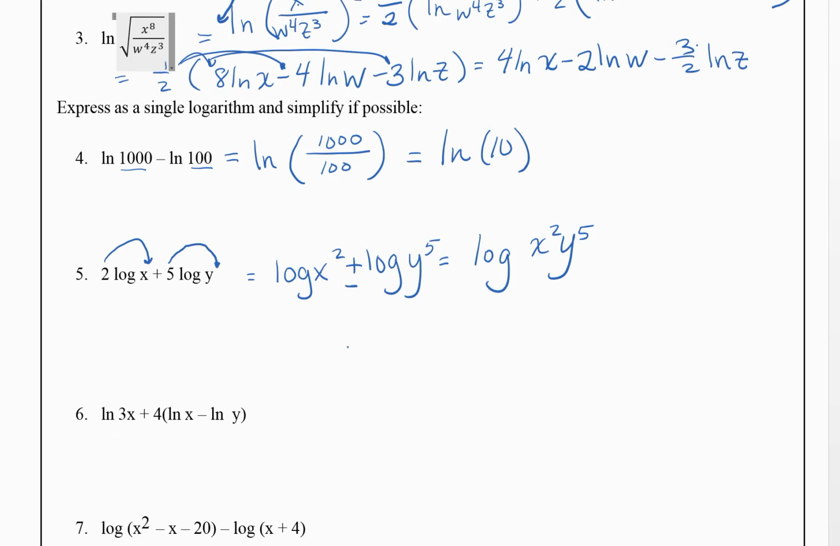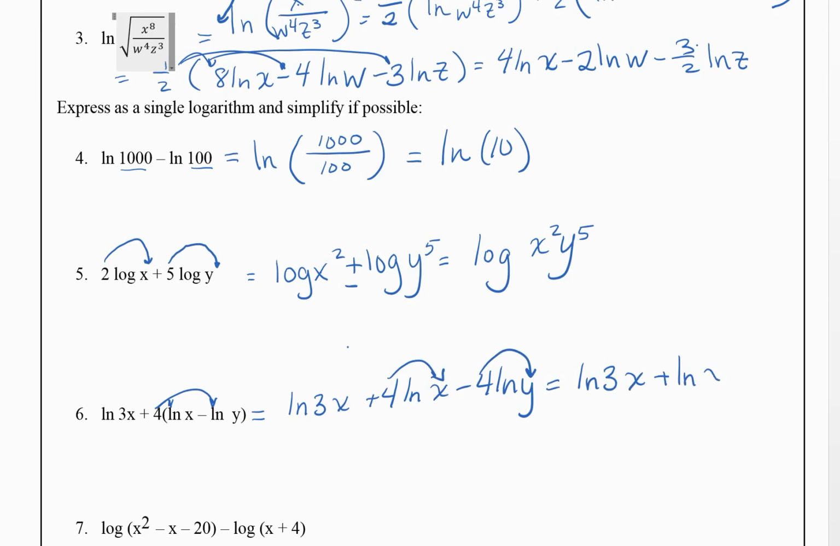Okay, here we have natural log of 3x plus 4 times natural log of x minus natural log of y. Well, the first thing I'm going to do is distribute this 4 just to help us write this out. So we have natural log of 3x plus 4 natural log of x minus 4 natural log of y. And like we've seen before with the power rule, we can make these powers on our argument. So natural log of 3x, we can't make that one a power because it's not out in front. It's in the argument. So that doesn't become a power. It's only when it's out in front of the whole log.